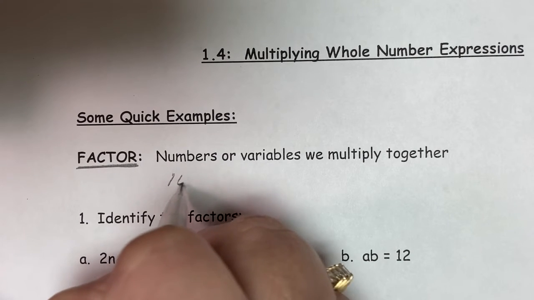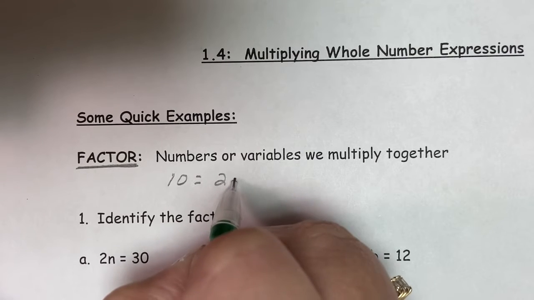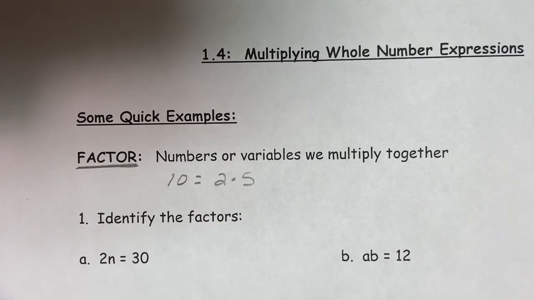if I had the number 10, 2 of the factors of 10 would be 2 times 5, because those are 2 numbers that we multiply together to get 10. So again, factors are numbers that we multiply together to get something else. Or it could also be variables.